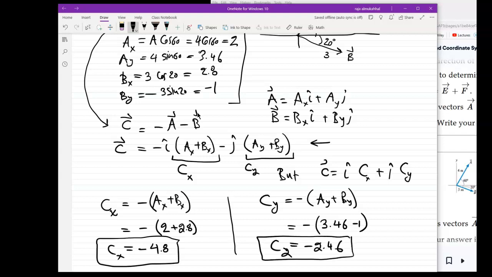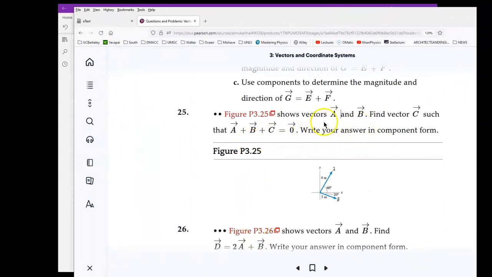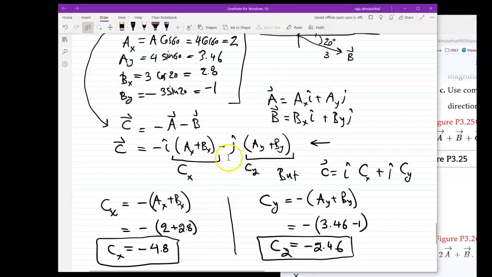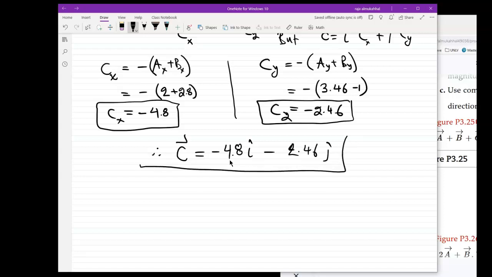And there we go. He said, let's go back to the problem. He said, find the vector C such that, blah, blah, blah, right? And write your answer in component form. All right, we'll do that. So I found them both. So therefore, here's the component form. C as a vector is equal to negative 4.8i minus 2.46j. And there we go. Again, I hope I'm not making any mistakes here. Okay, wonderful.